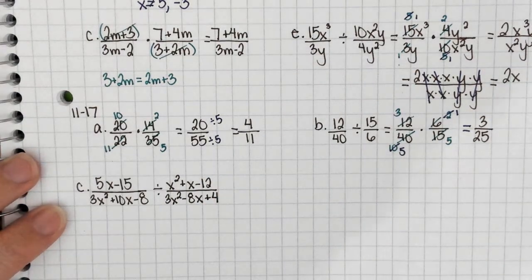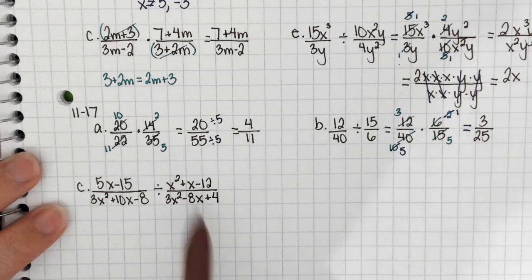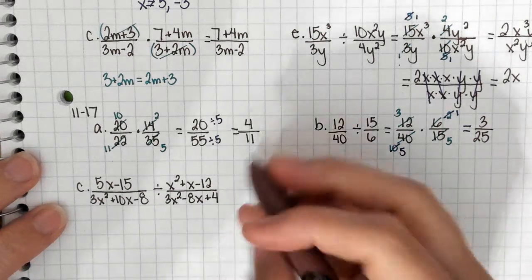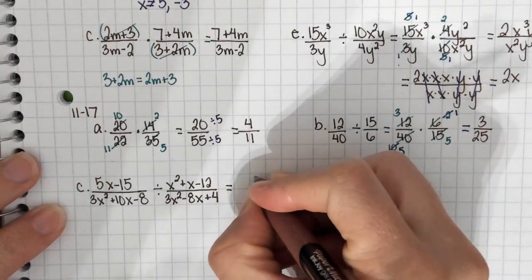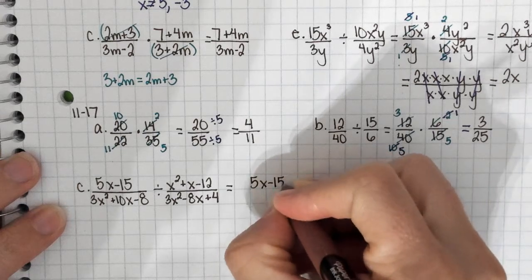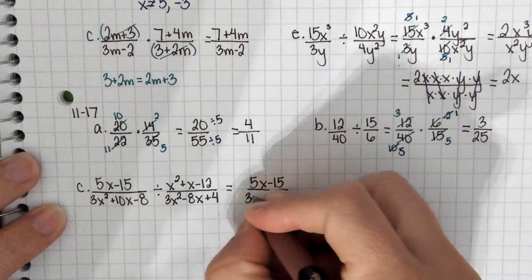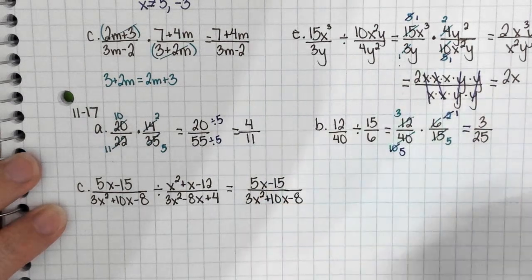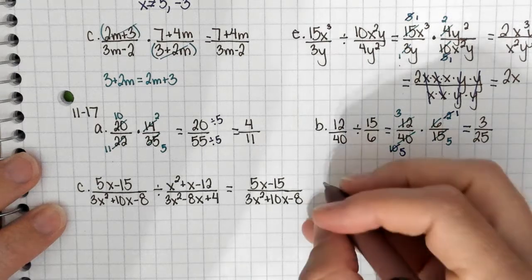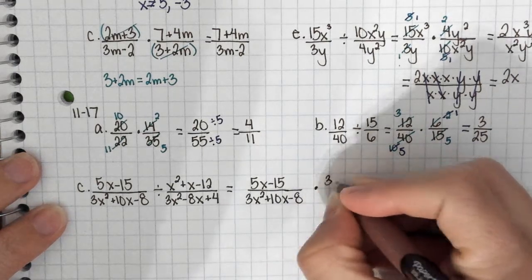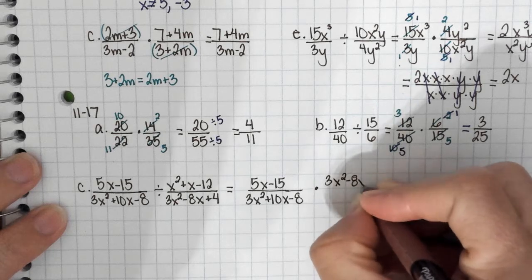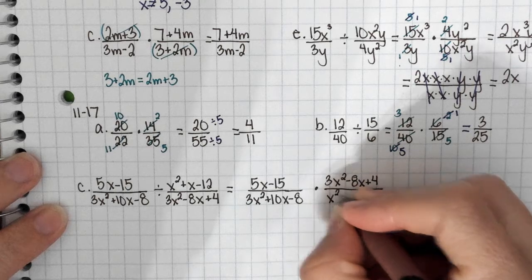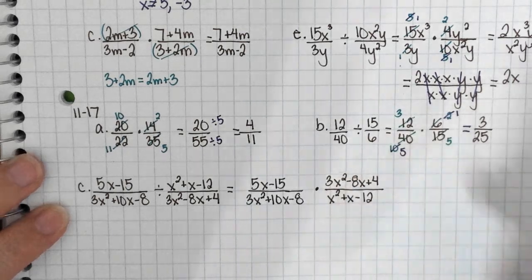So first thing you want to do, if you had any obvious ones, you could cross them out, like if this was the same or if this was the same. But because it's division, you just want to flip it and change it to multiplication. So 5x minus 15 over 3x squared plus 10x minus 8 times 3x squared minus 8x plus 4 divided by x squared plus x minus 12.